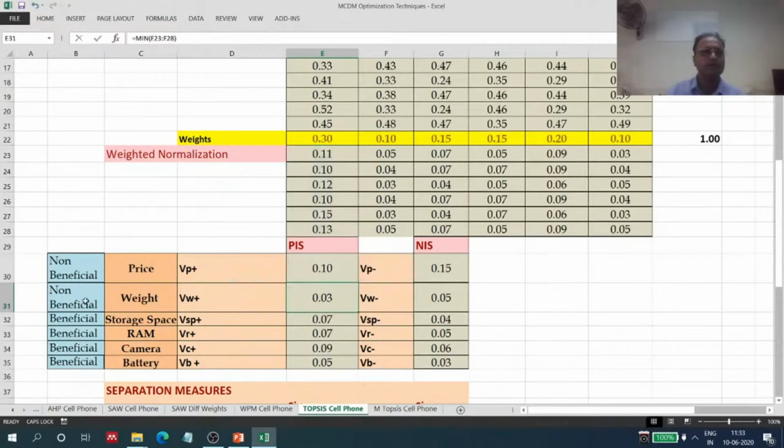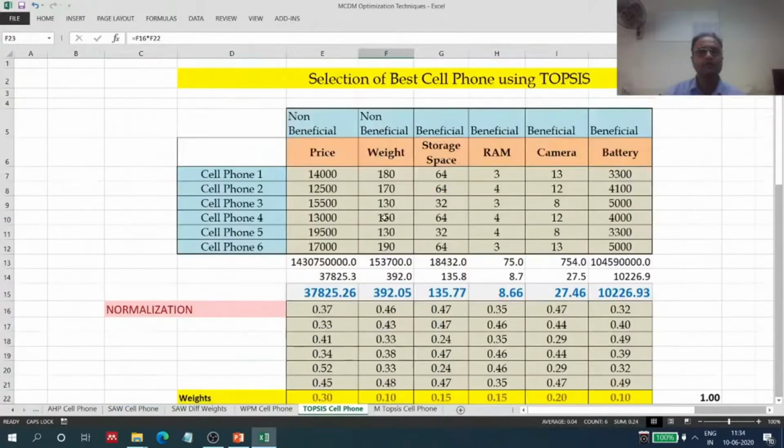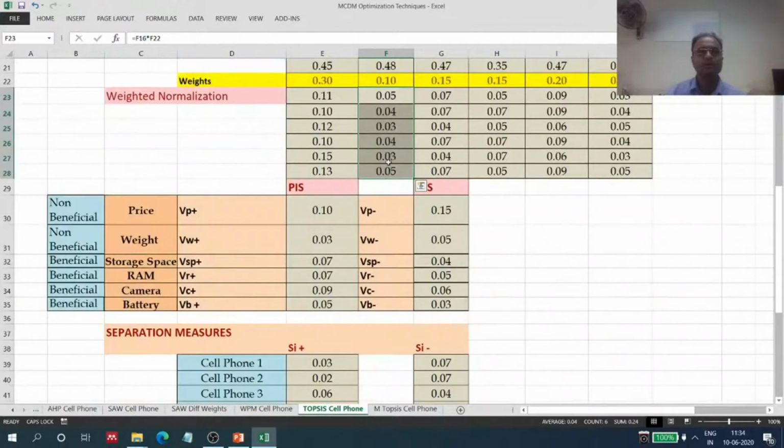Now same way we have to go for weight, the attribute weight. For weight also we want the minimum value. So the positive ideal solution for weight will be the minimum of, now here you have to go to the second column, because for the weight attribute, these are the normalized values for weight. So we have to take the minimum of all these. Of course the minimum you see is 0.03.